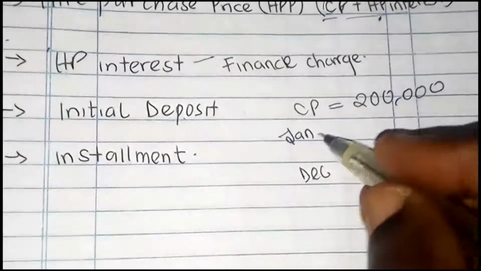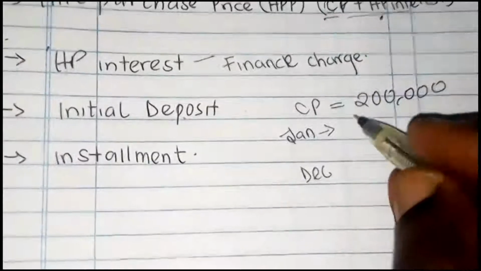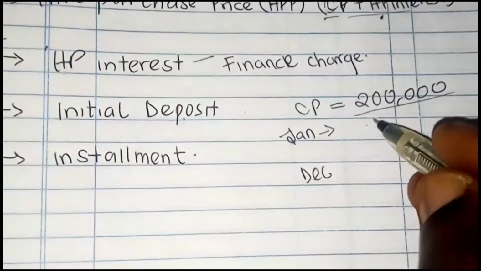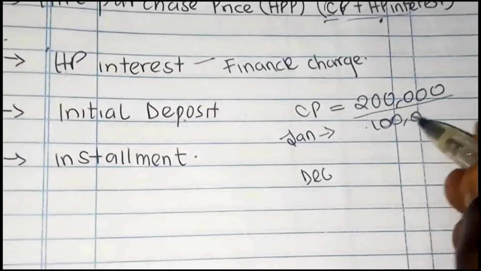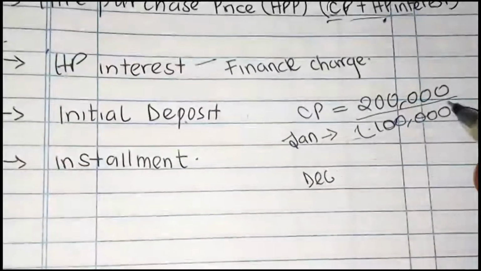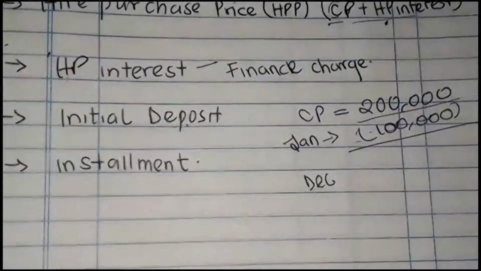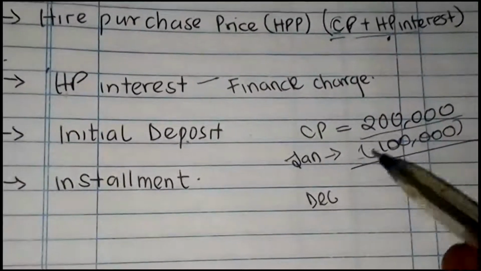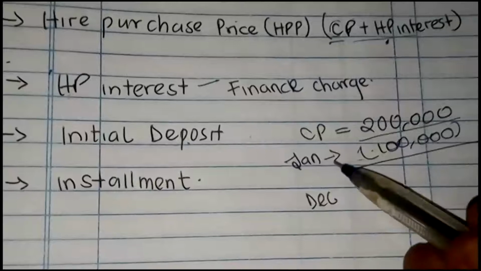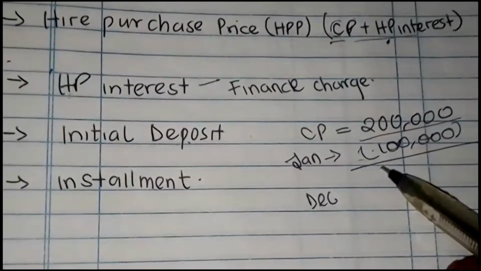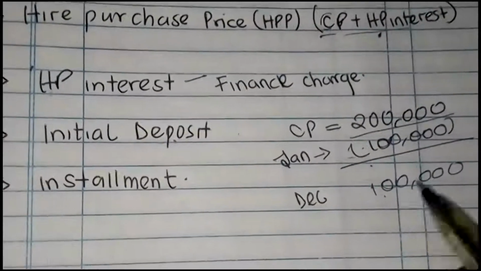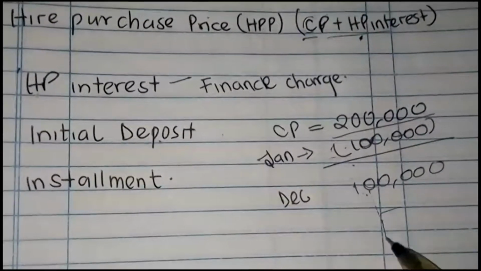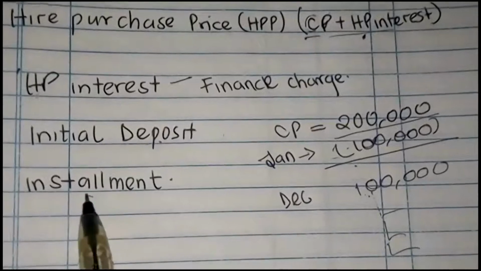All right, but the buyer decided and said, okay, out of this 200,000, let me pay 100,000 first. That's the initial deposit. So it will be subtracted. It's the amount that is paid at the beginning of the hire purchase transaction. So we have a balance of 100,000. It is this balance now that will be paid on installment basis. So that is what we call installments.